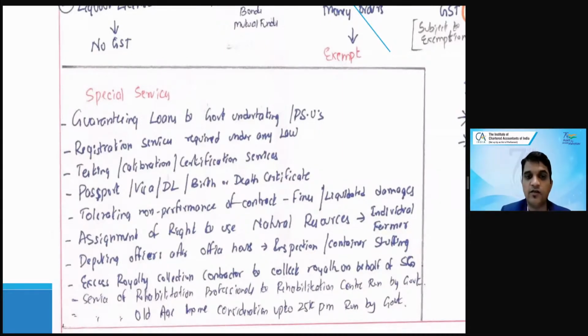Only if it is to an individual farmer itself. Like a similar case, when the government is giving its land for exploration of coal, exploration of some natural resources, that will not be exempt because there it is not the farmer who is getting involved. In this exemption, it is specific that if you are giving right to use natural resources to an individual farmer, only then it is exempt.